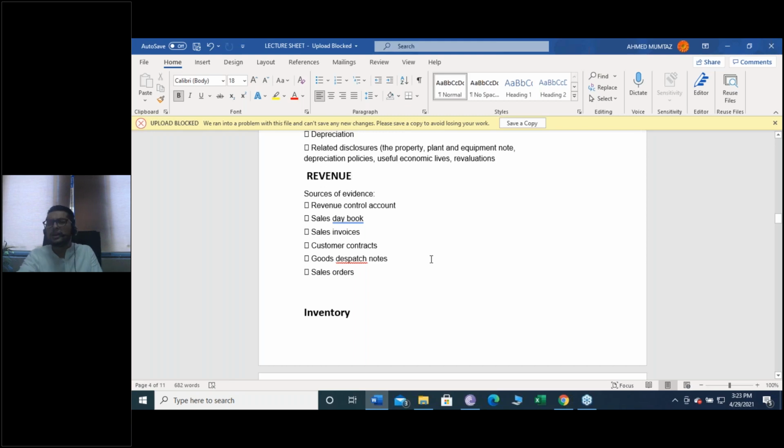So my client has recognized a revenue of 10 million, and I'm wondering whether it is correct or not. What are the assertions associated with revenue? COCA. So what should I do? In order to verify the completeness, I think I need to select a sample of goods dispatch notes, follow it up or follow through with the corresponding sales invoice, and then make sure that they have been recorded in the sales daybook. So that is going to verify completeness.